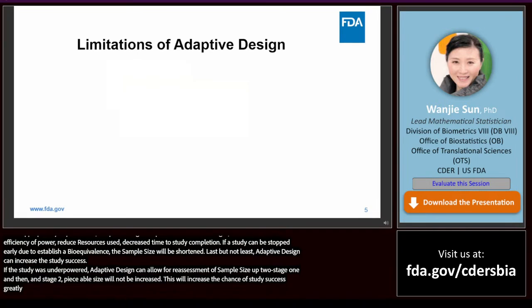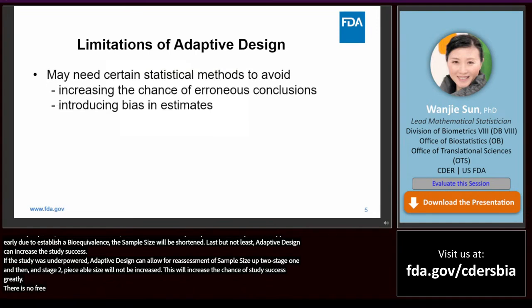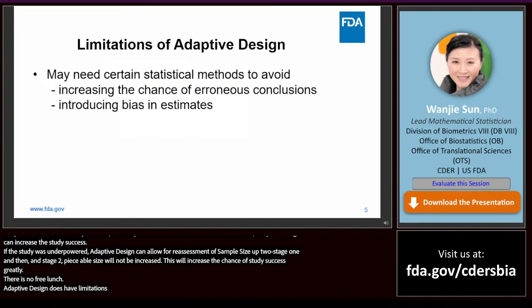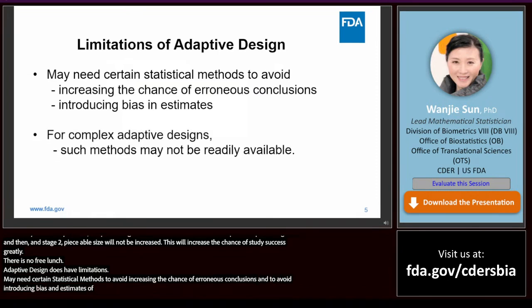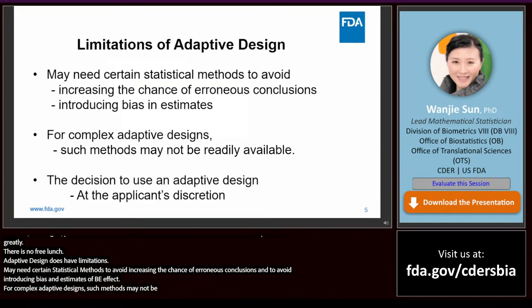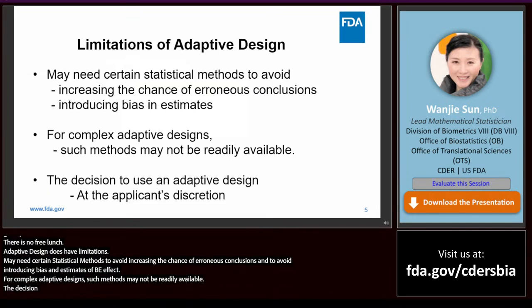Of course, there is no free lunch. An adaptive design does have limitations. For example, it may need specific statistical methods in order to avoid increasing the chance of erroneous conclusions, such as type 1 error rate, and to avoid introducing bias in estimates of bioequivalence effect. For some complex adaptive designs, such statistical methods may not be readily available. The decision to use or not use an adaptive design is at the applicant's discretion.